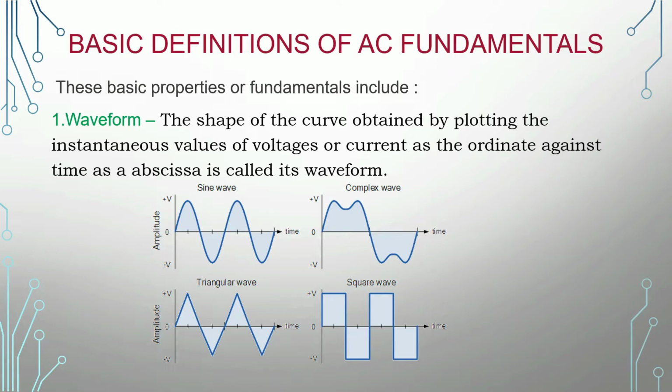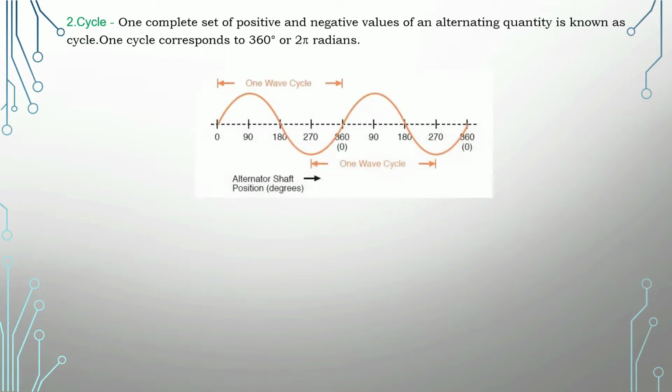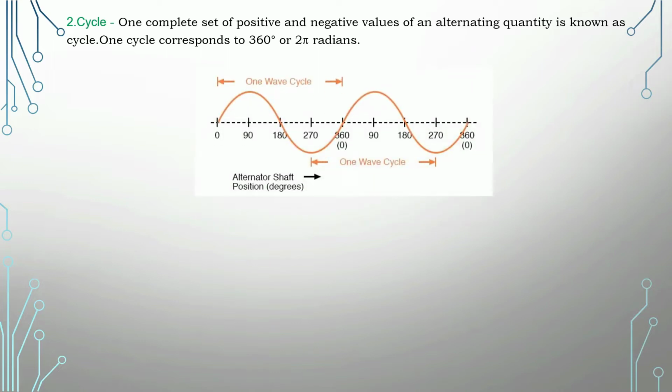So the next definition is cycle. One complete set of positive and negative values of an alternating quantity is known as a cycle. One cycle corresponds to 360 degrees or 2 pi radians. Here we see that the positive value of the sine wave is from 0 to pi and the negative value is from pi to 2 pi. By combining these two, we get one cycle, which is from 0 to 360 degrees or 2 pi radians.